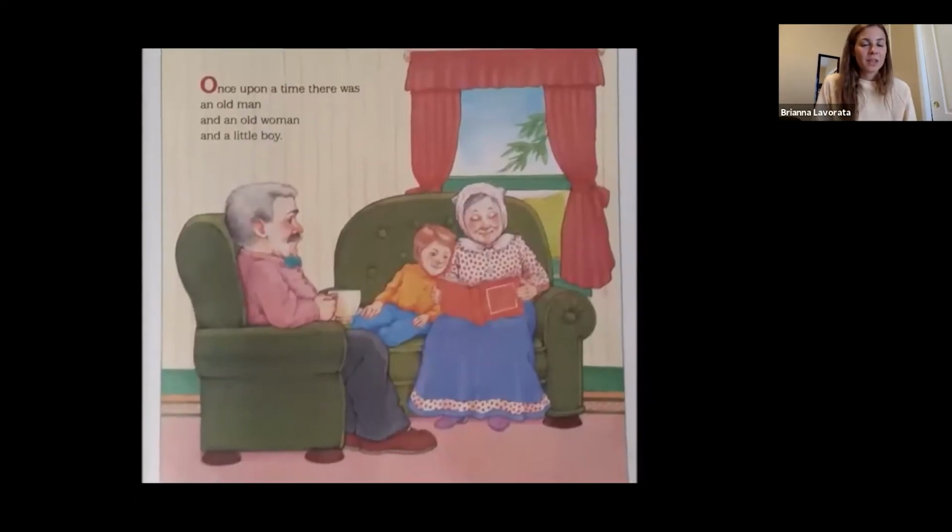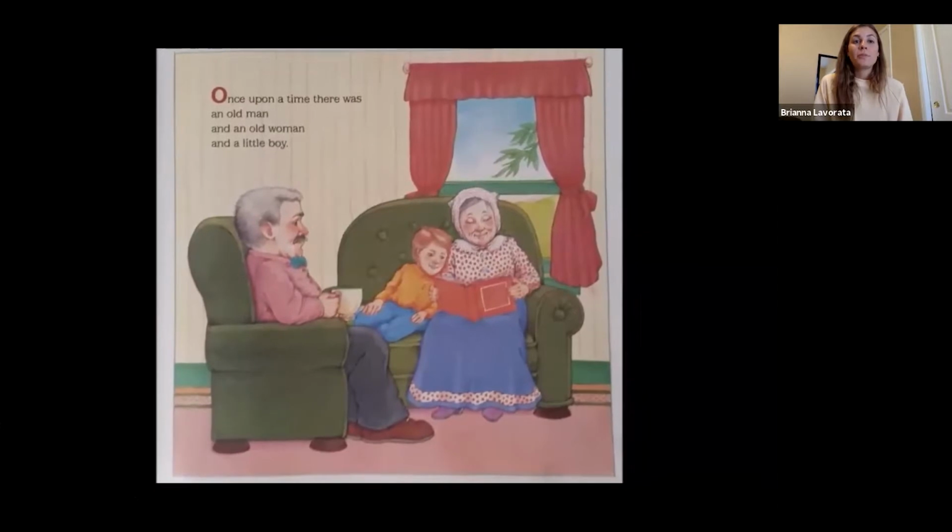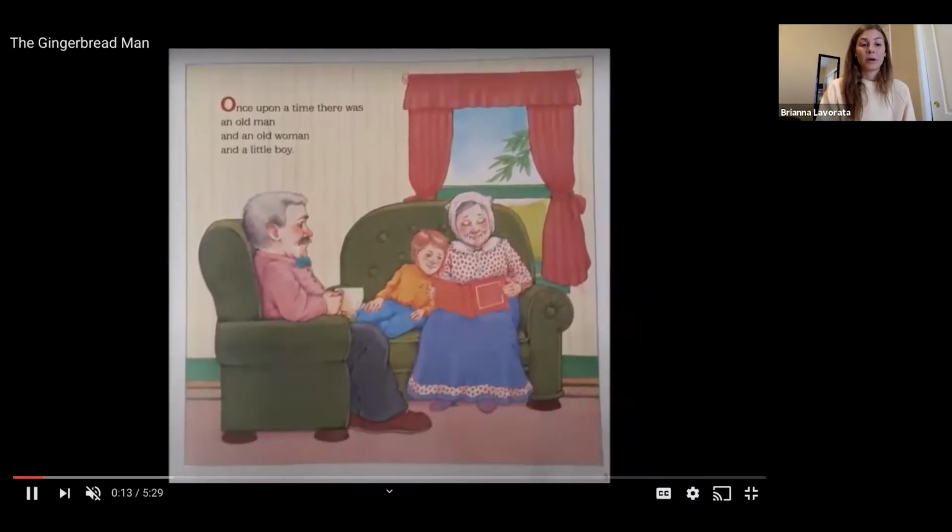Pictures by Karen. Once upon a time, there was an old man and an old woman and a little boy.